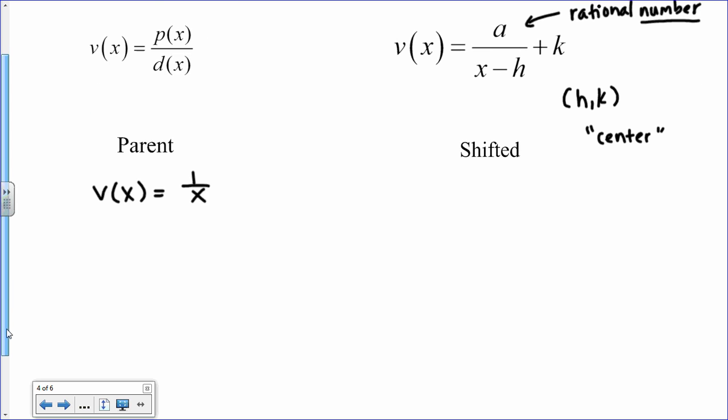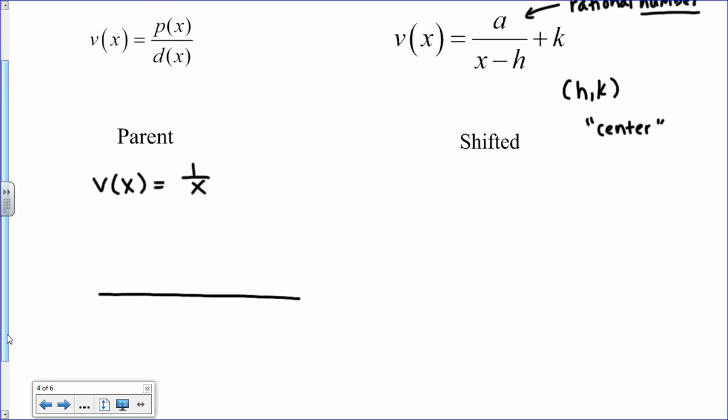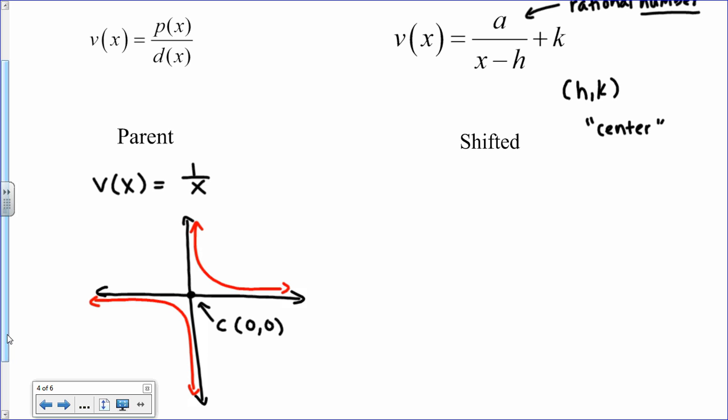All right. So again, if we look at that parent function, so there's the center. Okay. The graph looks like this. Vertical asymptote at x equals 0 and a horizontal asymptote at y equals 0.